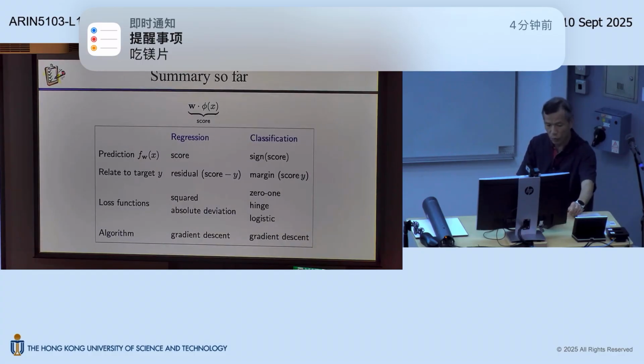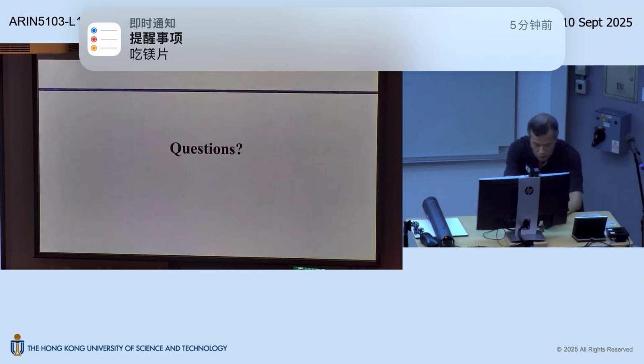Then we have to define the loss. For regression, you can use the square loss, or you can also use the L1 loss, as I said, or other losses if you like. For classification, we talked about the 0-1 loss, hinge loss, and logistic loss. For the optimization algorithm, at least in this course, we use gradient descent. Any questions? Okay, next.